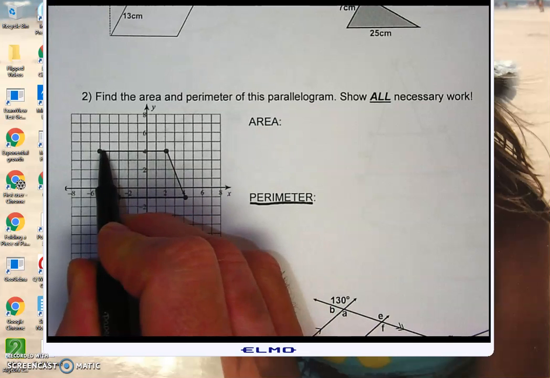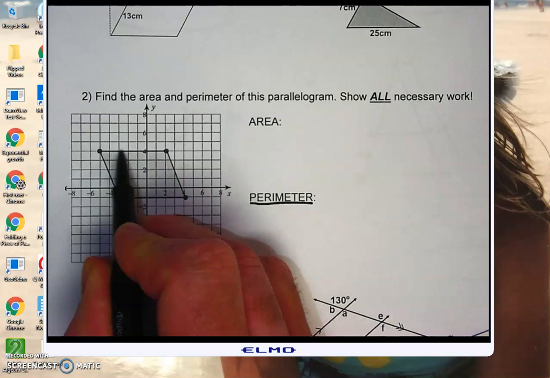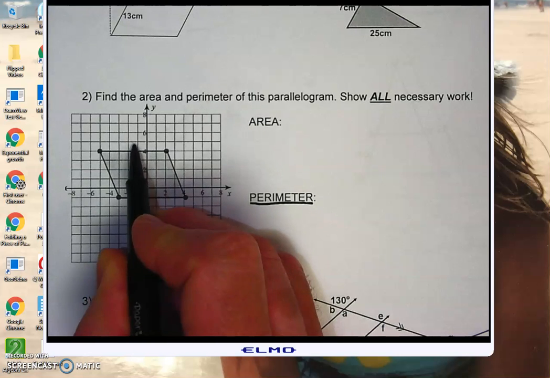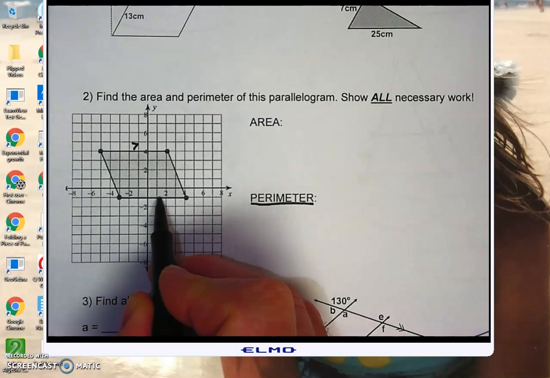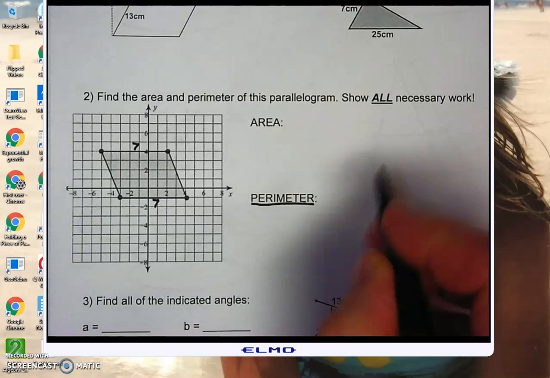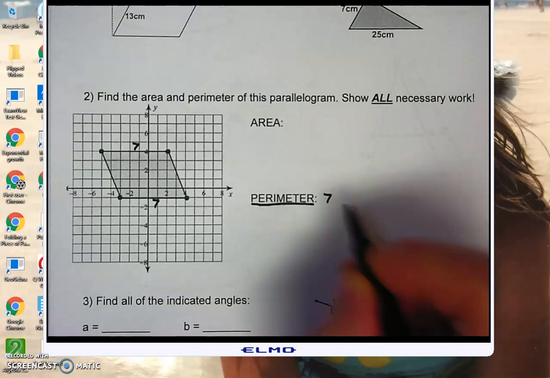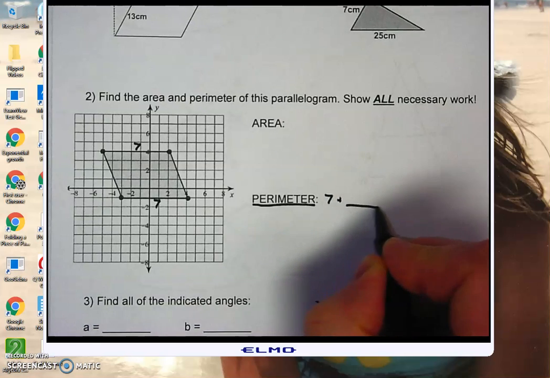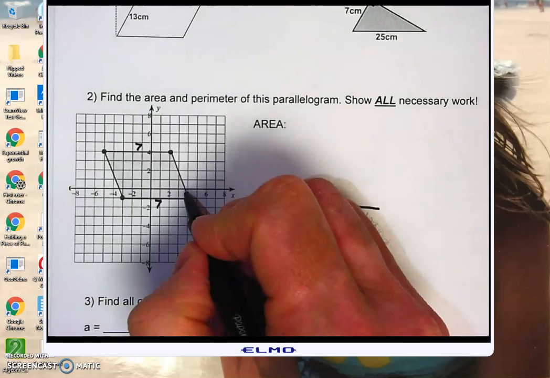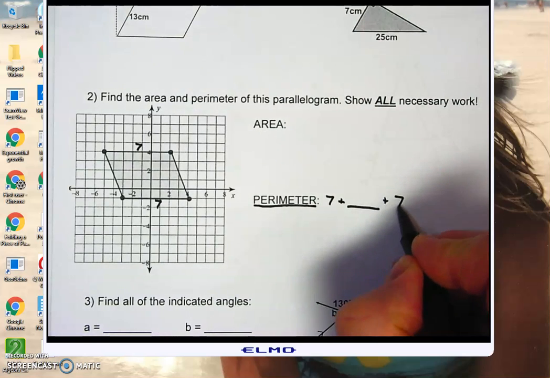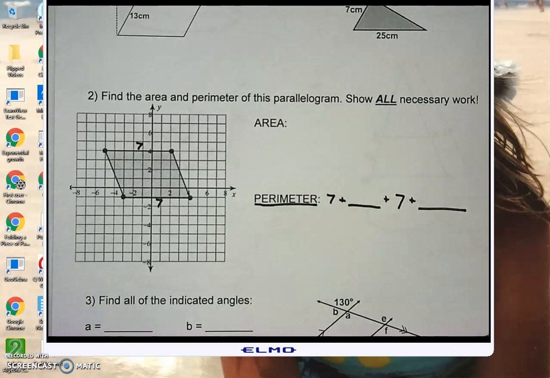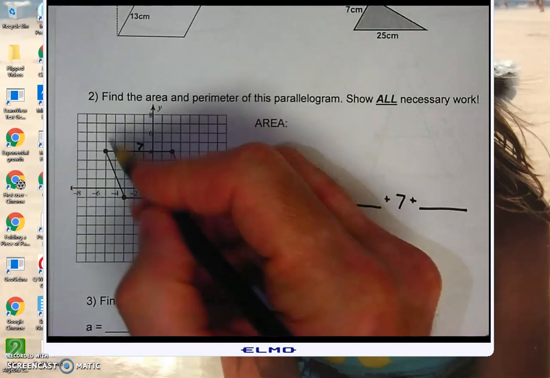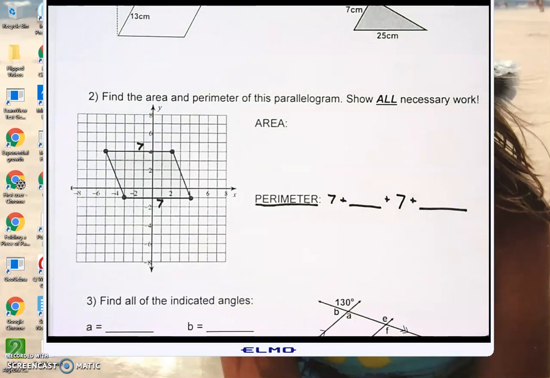And this first side is countable. 1, 2, 3, 4, 5, 6, 7. And this side down here is also countable. And that's 7. So for the perimeter, I have 7. I have a slanted side, which is not countable. I have 7 again. And then I have another slanted side, which is not countable. So how do we find those slanted sides? Well, we're going to have to find these lengths indirectly.